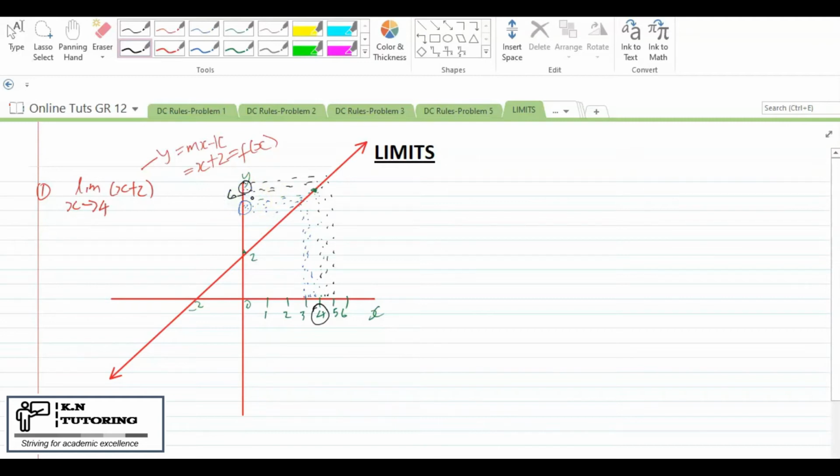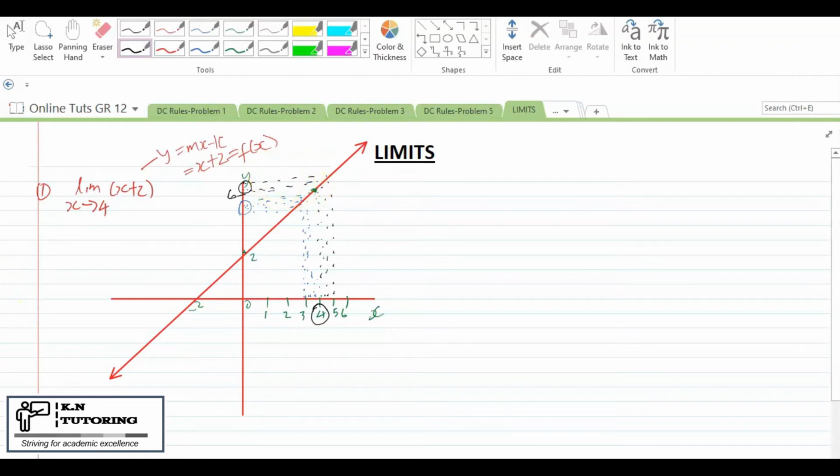Now you may ask yourself, how did I come to that conclusion that the value is 6? If I drew this scale and all my lines here were accurate, you will see that the value that x approaches is actually 6. Okay, that's a bit difficult to explain. Let me show you how I can explain this using an equation.